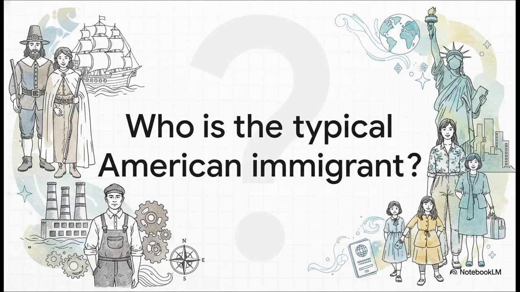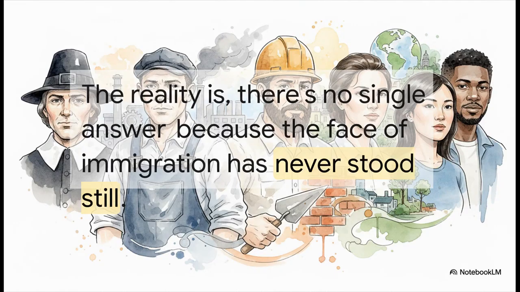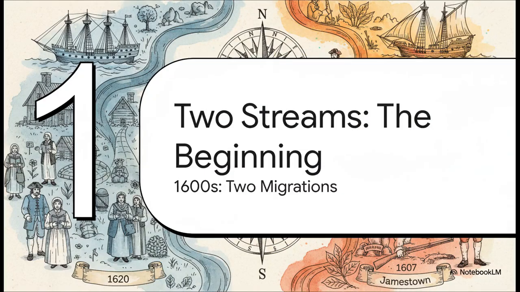Okay, so let's just start with a question. When you think of a typical American immigrant, who pops into your head? Is it a pilgrim from the 1600s? Maybe an Irish factory worker from the 1800s? Or is it someone arriving from Latin America or Asia today? Well, the thing is, there is no single answer. Not really. The face of immigration has never just been one thing. It's been constantly evolving, shaped by everything from what's happening around the world to what the economy needs to a few landmark laws. To really get this, we've got to go way back, right to the very beginning.